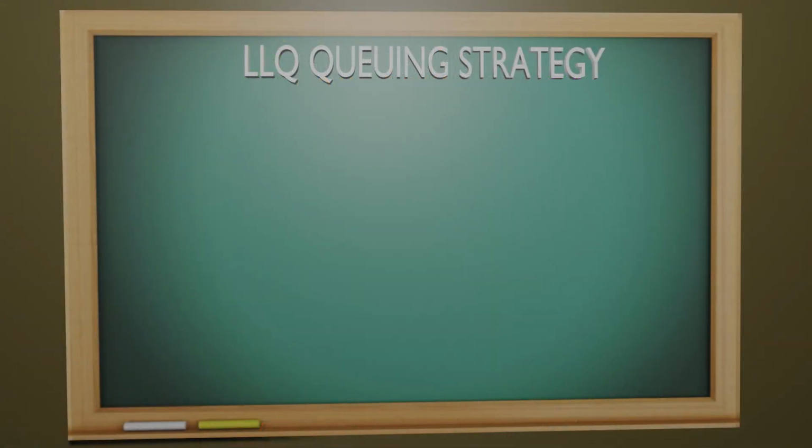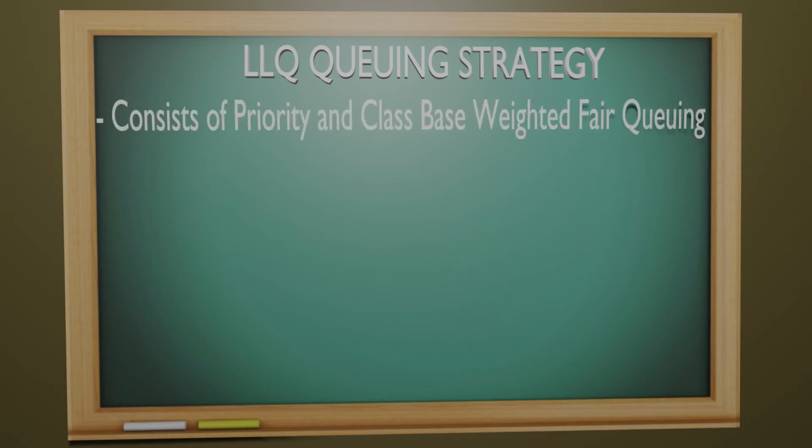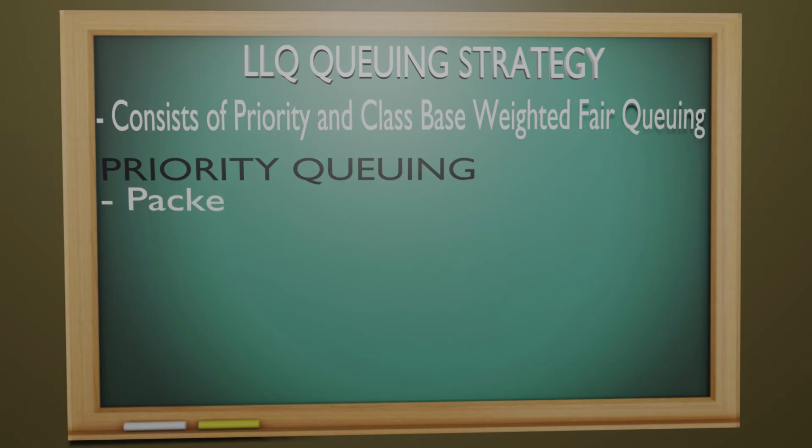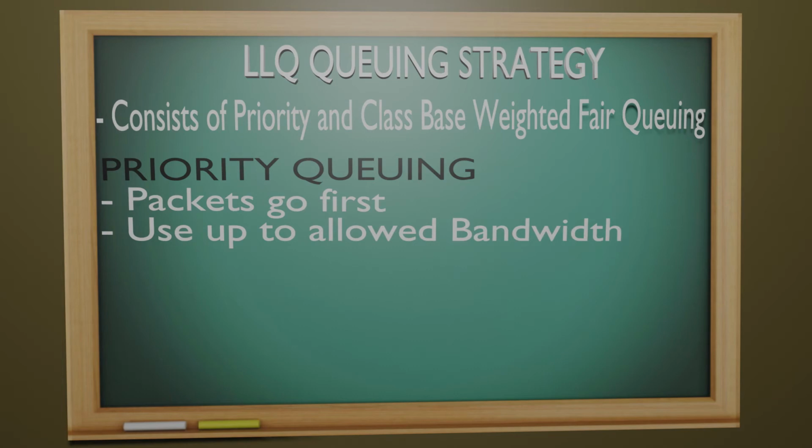The final queuing strategy we want to reference is the low latency queuing, or LLQ, queuing strategy. This queuing strategy consists of 2 queuing algorithms. One is priority queuing, the other is class-based weighted fair queuing. In the LLQ queuing strategy, the priority queue has priority over class-based weighted fair queues. Packets that reside in this queue go first. However, in order that the class-based weighted fair queues are not starved out, this queue can only send packets up to a certain amount of bandwidth. Once that bandwidth is reached, then the other queues are served.